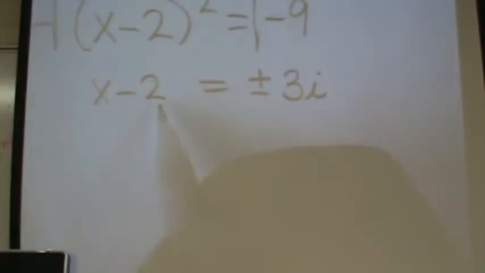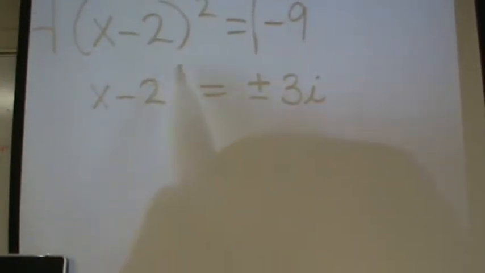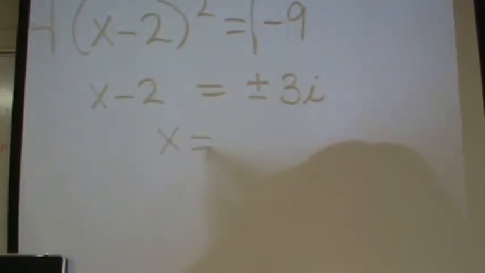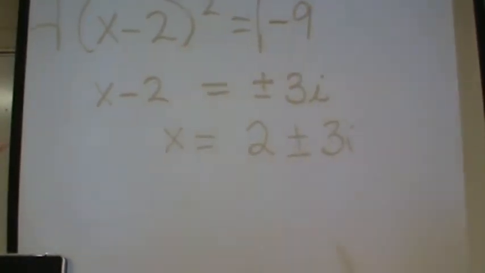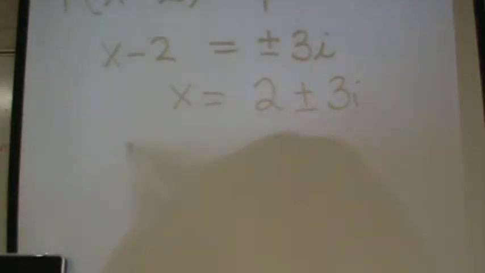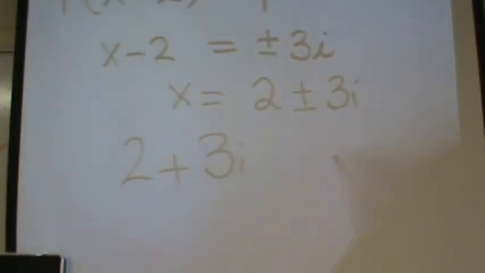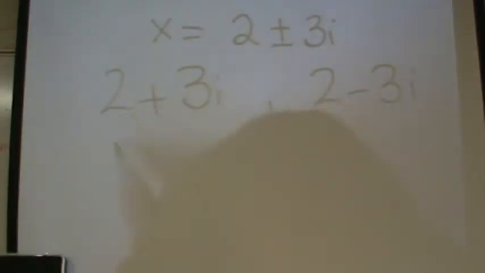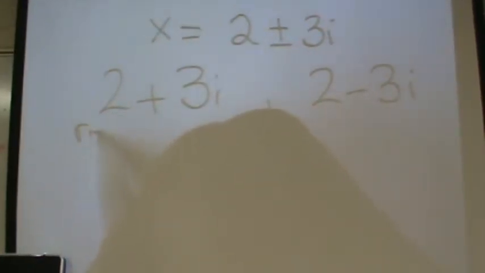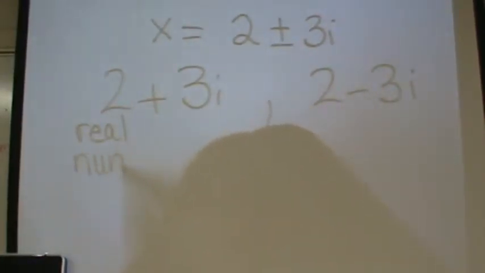Now, what do we do with this 2? This negative 2, I should say. Subtract 2. Okay, going to add the opposite. So do you agree that your answer is 2 plus or minus 3i? Yes? Okay. What you have here is a combination. You have two answers. You have 2 plus 3i, and you have 2 minus 3i. Does everybody agree that the 2 is a real number? And do you agree that 3i is an imaginary number?